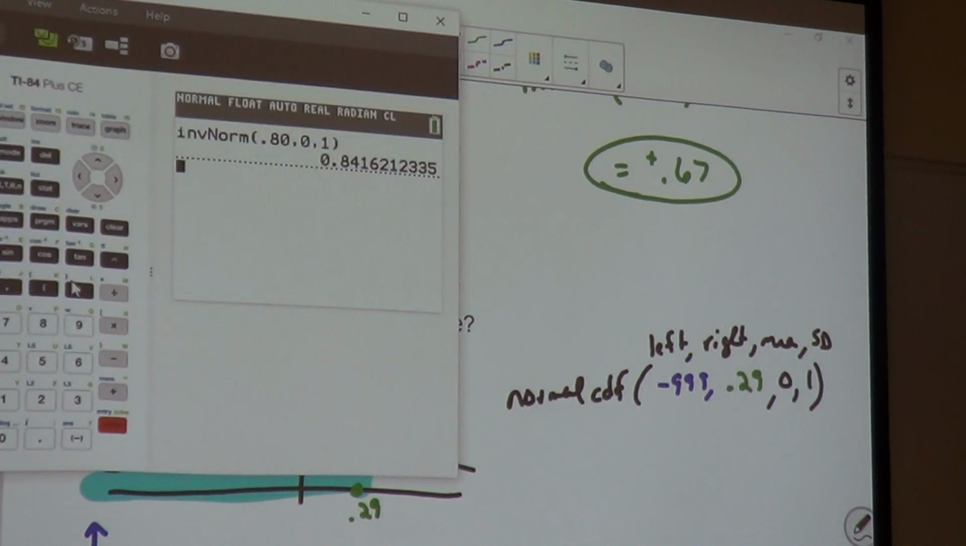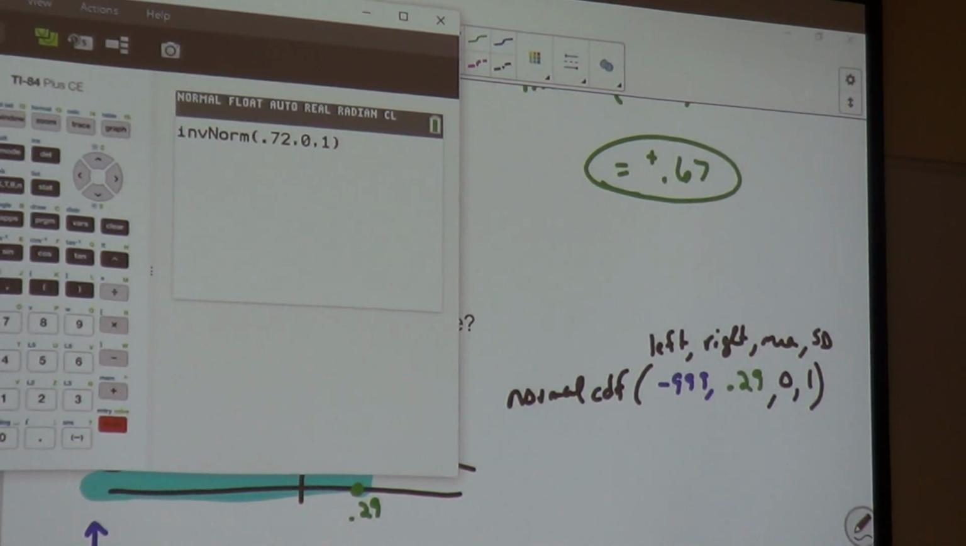So for that one, I'm going to do second enter. I'm going to look up a normal CDF so that I don't have to do it by hand. We don't have to worry about whether it's positive or negative because this tells me. Second enter. Normal CDF of negative 999, 0.29, 0, and 1.